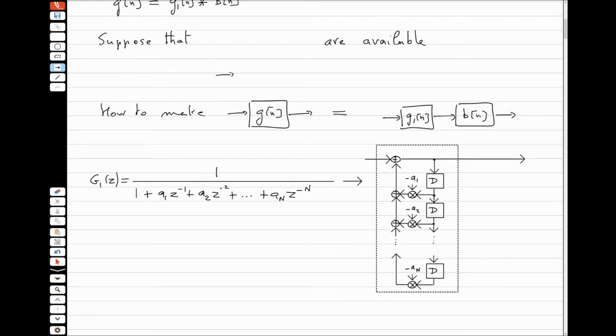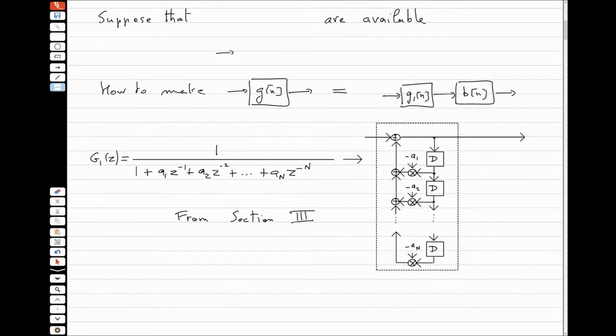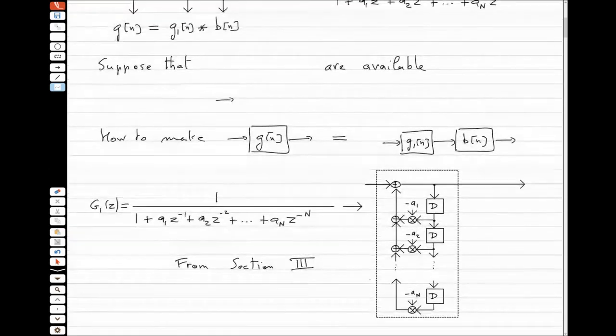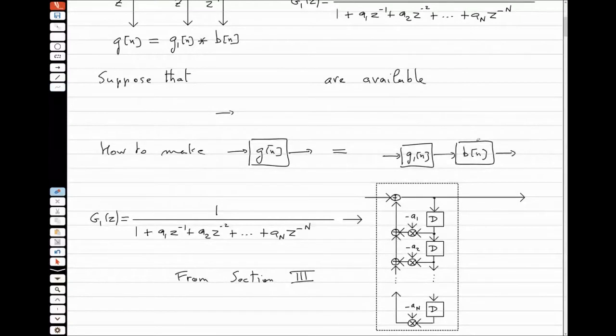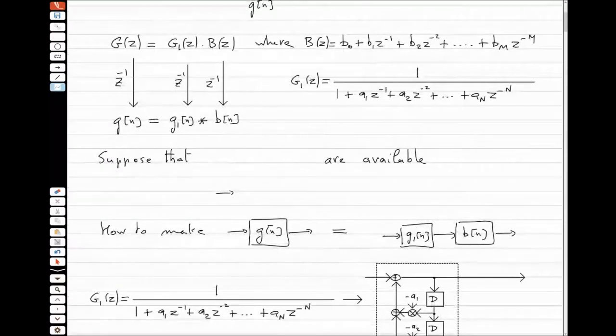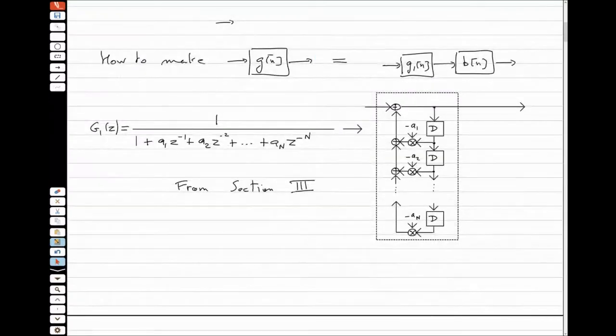This system does have this type of transfer function. We saw it in section 3. Okay, we saw that. Meanwhile, how to implement this? All right, so now the next question is how to implement this. Next question, how to implement this?